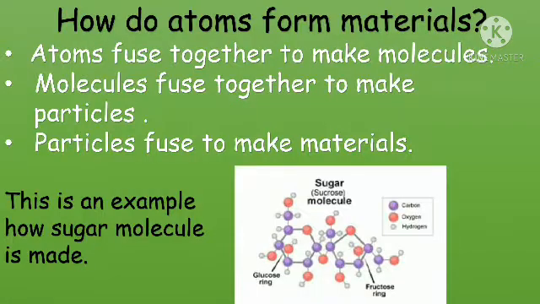How do atoms form materials? Atoms fuse together to make molecules. Molecules fuse together to make particles, and particles containing atoms and molecules fuse together to make material. This is an example of how a sugar molecule is made.